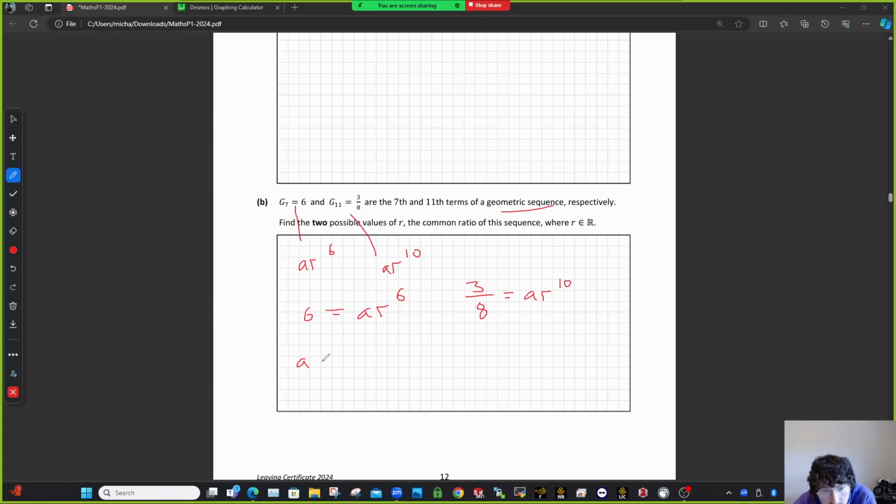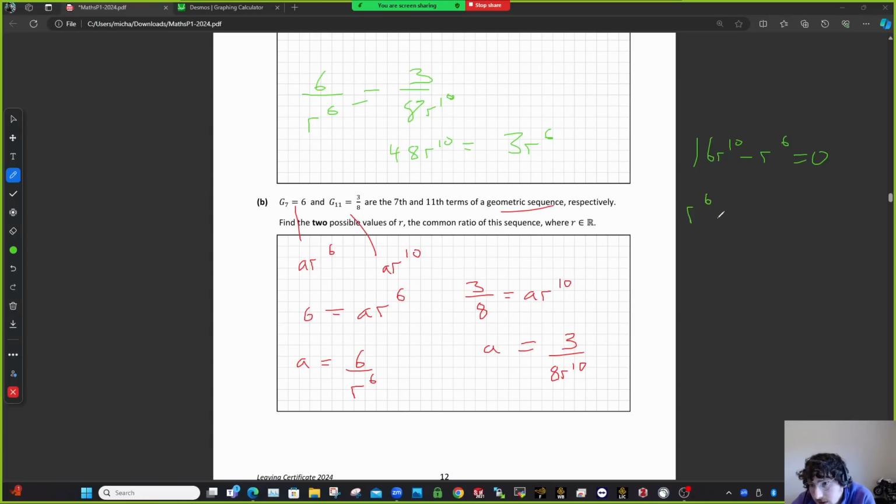Get a on its own; there are other ways, but this is the easiest way. a equals 6 over r to the 6. a on its own here is 3 over 8 r to the 10. Set them equal to one another: 6 over r to the 6 equals 3 over 8 r to the 10. Cross multiply, and you'll get 48 r to the 10 equals 3 r to the 6. Bring it all to one side, divide by 3, and you'll get 16 r to the 10 minus r to the 6 equals 0.